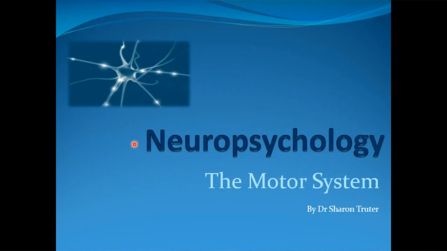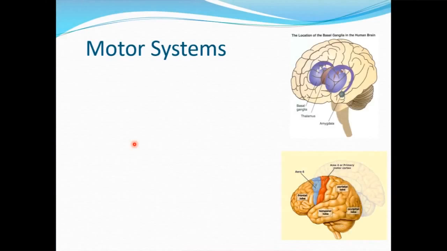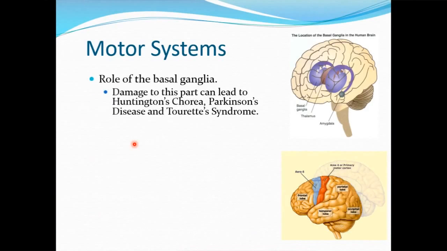The motor system. I know I'm going through these quite quickly, but as I said, we have quite a lot to go through. All right. When we think about the motor system, we've got to think about the basal ganglia. You know that this is the basal ganglia, this picture of the basal ganglia. There's one on the left, on the right. This pinkish part here is the thalamus. Okay. Now, damage to the basal ganglia can lead to problems like Huntington's chorea, Parkinson's disease, and Tourette syndrome, which are all motor control sort of problems.